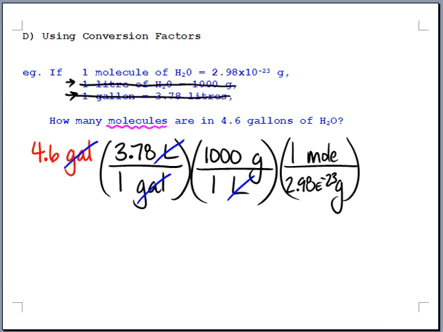Sorry, that looks like mole, but it should be molecule. I can't fit it all in there. And that's great because grams top and bottom means we can cancel them out. And hey, look at that. We're left with molecules. There we go.